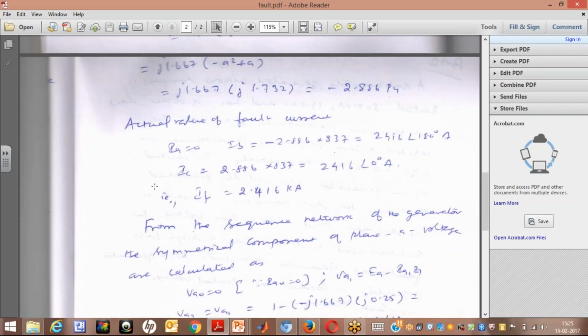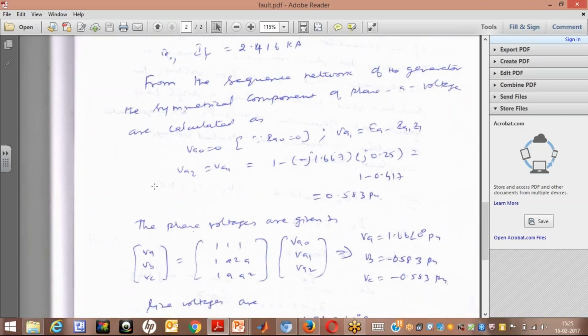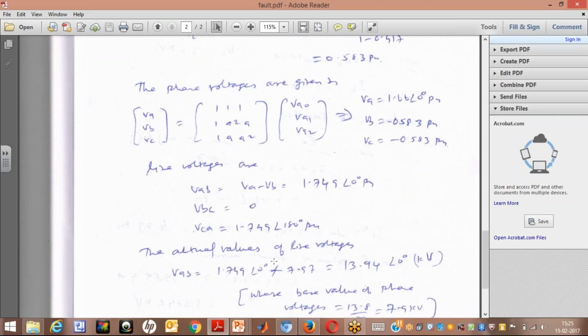So once you calculate either VA1 or VA2, you can share that value among VA1 and VA2, both will be equal. So here it is nothing but 0.583. Now, after calculating the sequence voltages, you should calculate the phase voltages using this relationship between the phase parameters and the sequence parameters. So using this relationship, you can calculate the VA, VB, VC.